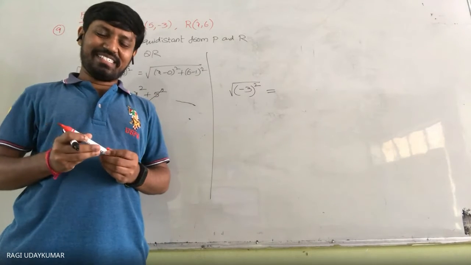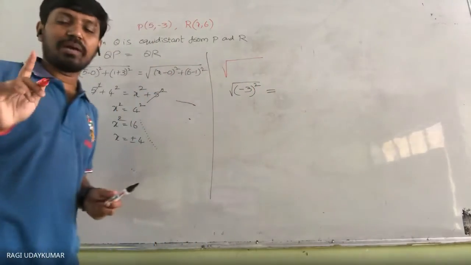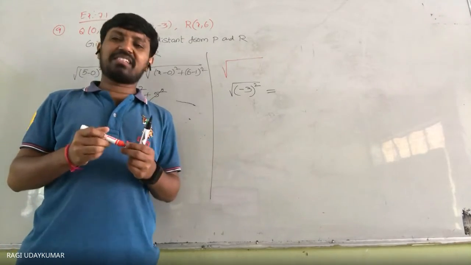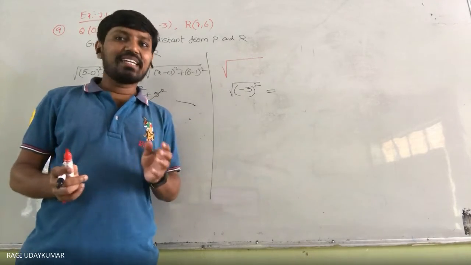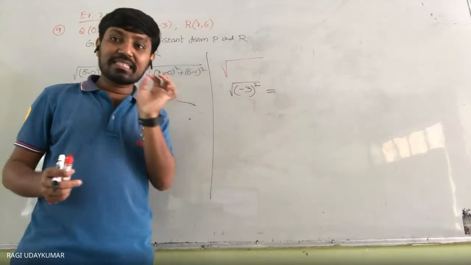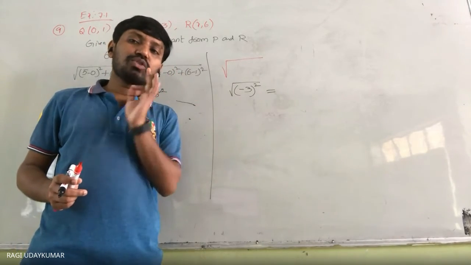Only 3. Yes, sir. No, sir, plus minus 3, I think. Why? Because in the starting of ninth class we read that anything in the root form we take generally as positive. Yes, yes. This symbol represents, in your first chapter of the number system of ninth class, that this symbol represents the positive square root.